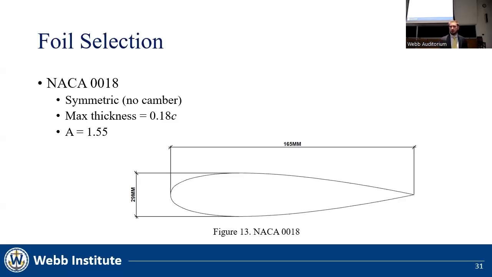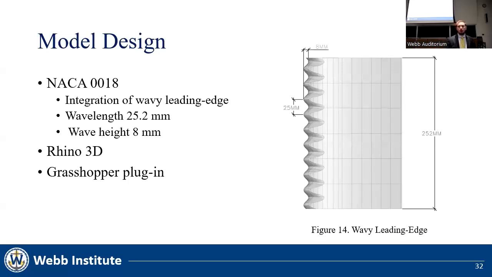Therefore, the aspect ratio was set lower to extend the chord. The base model for the wavy leading edge was also a NACA 0018. This span of the rudder was chosen to be 252 millimeters or 10 inches. This was the largest size rudder that would fit in the apparatus without experiencing flow interference with the apparatus itself.